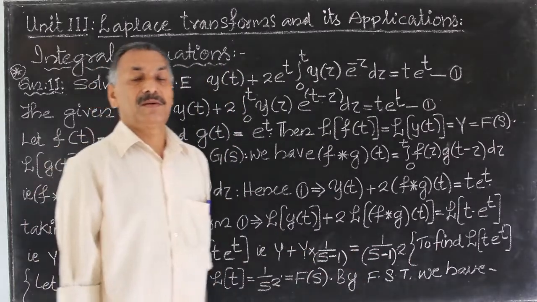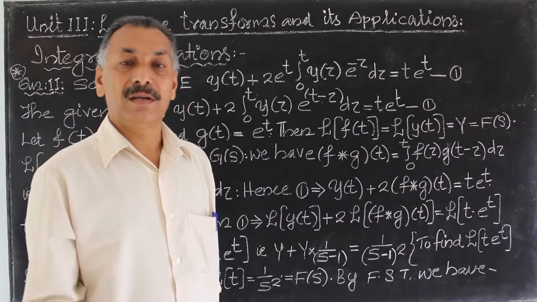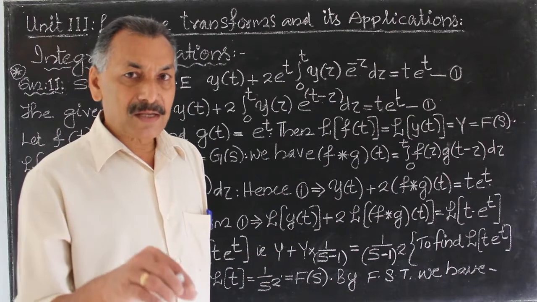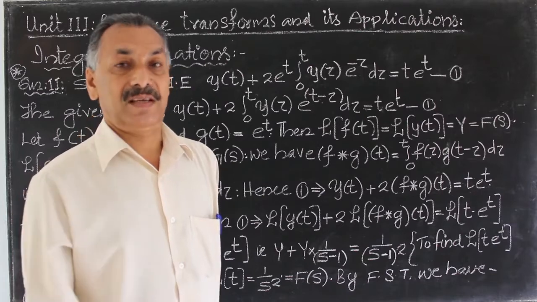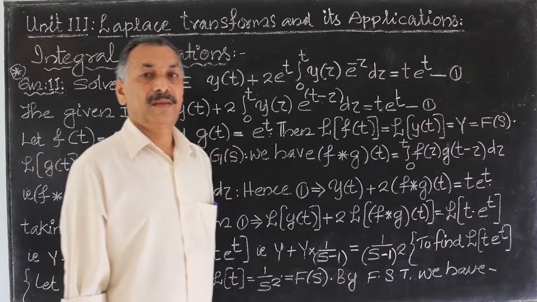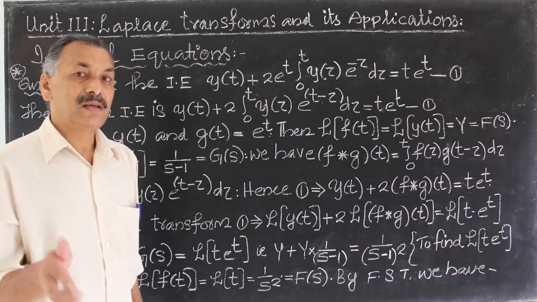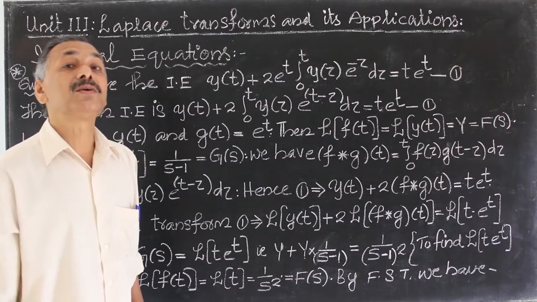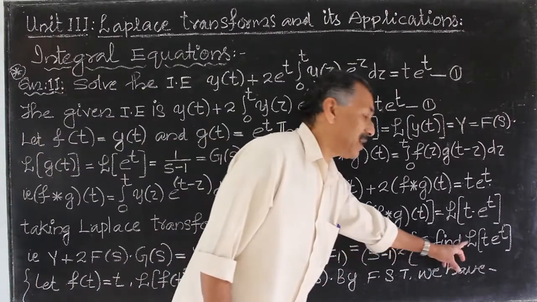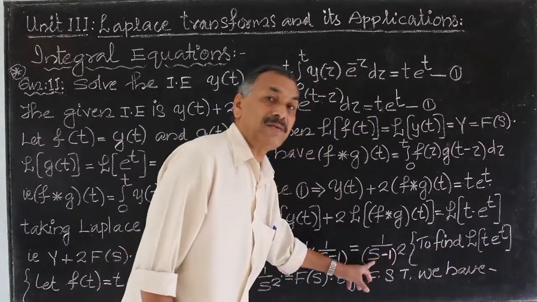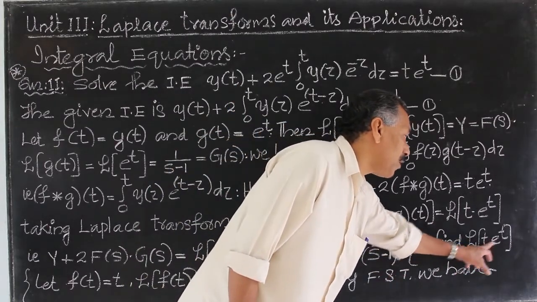And the first shifting theorem. What is the first shifting theorem? By the first shifting theorem, if L of f of t is equal to capital F of s, then L of e raised to at into f of t is equal to F of s minus a. That is the first shifting theorem. The reason 1 divided by s minus 1 squared is obtained is to find the Laplace transform of f of t into e raised to at.